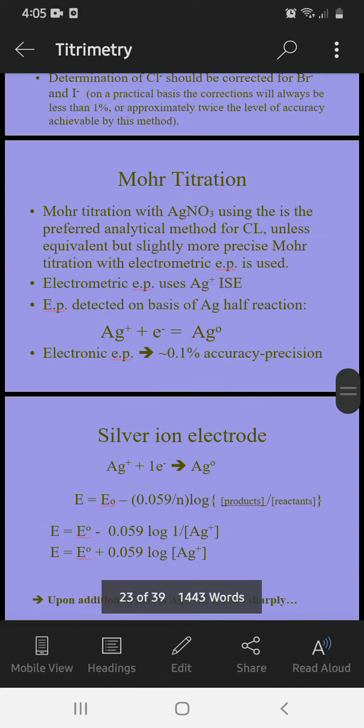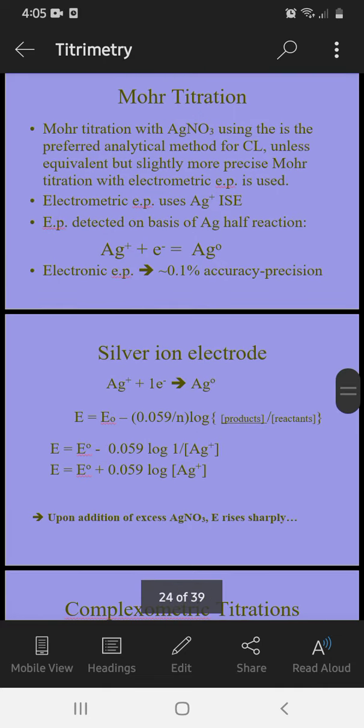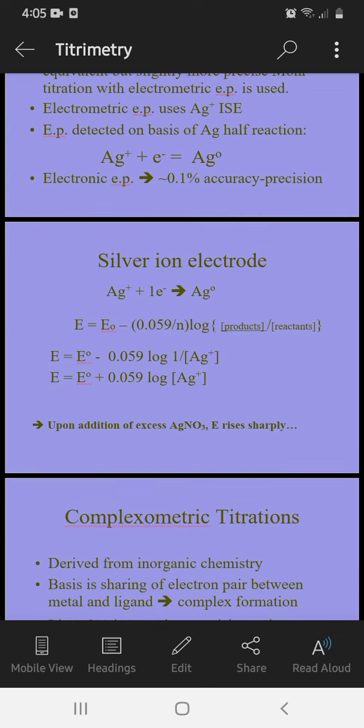achievable by this method. Mohr titration with AgNO3 is the preferred analytical method for Cl-, unless an equivalent but slightly more precise method, titration with electrometric detection, is used. Electrometric, using an Ag+ ISE, detects the equivalence point on the basis of the Ag half reaction, Ag+ + e- gives Ag(0). Electronic equivalence point.